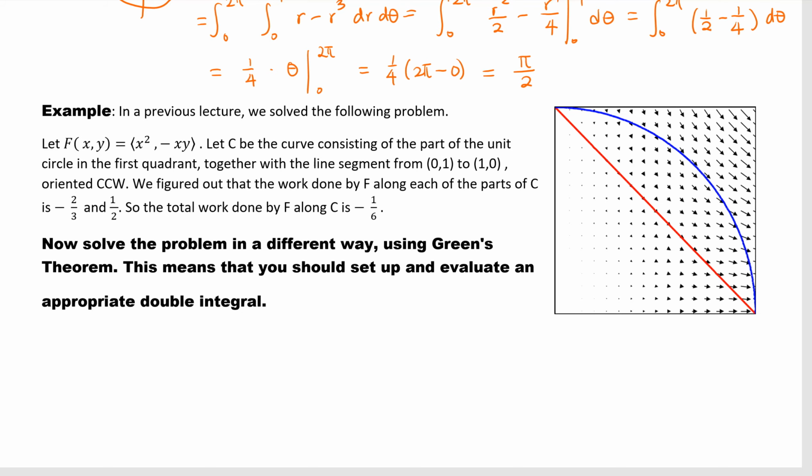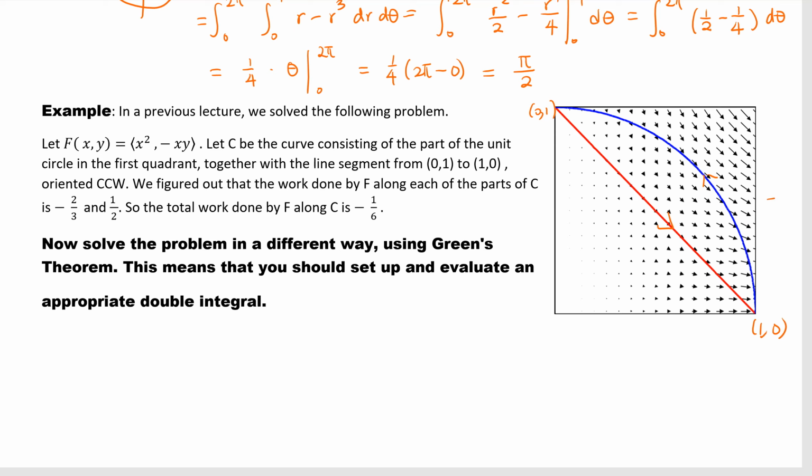Hi everyone, let's continue. So in the previous lecture, we actually solved the following problem. Do you still remember? The vector field F equals (x squared, minus xy). Let C be the curve consisting of the parts of the unit circle in the first quadrant. So this is the blue curve, together with the line segment from (0, 1) to (1, 0), oriented counterclockwise.